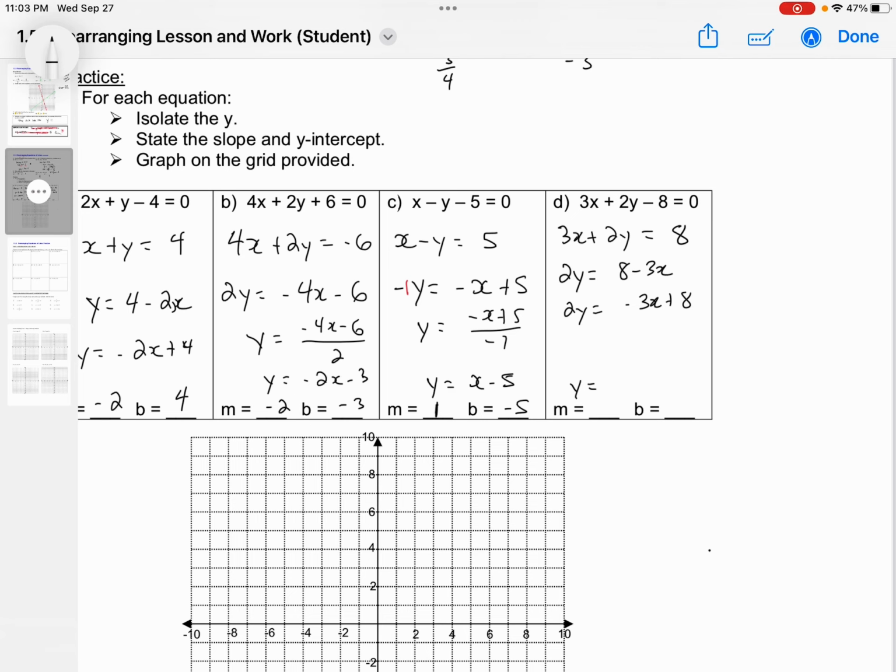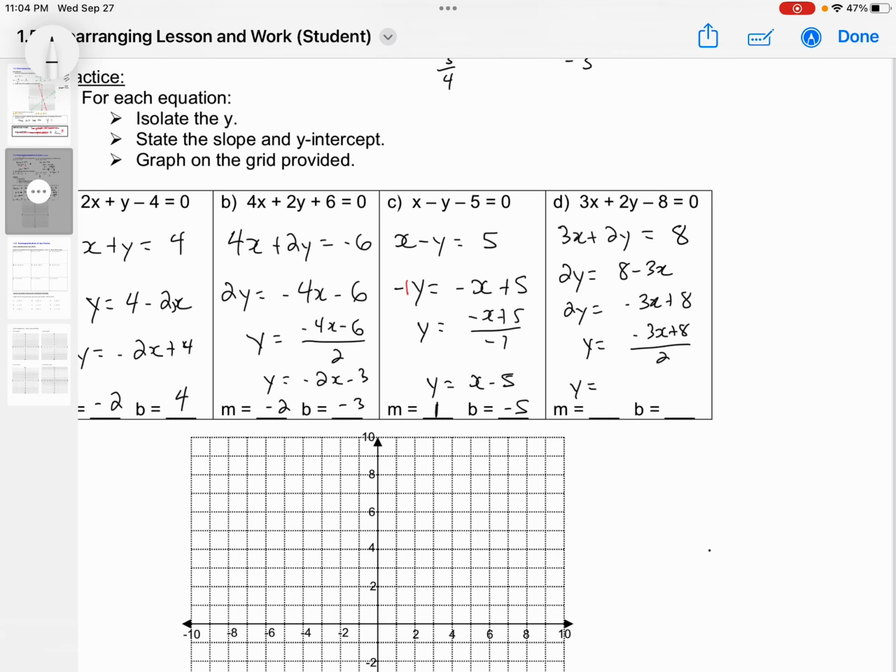Finally, the y is not by itself yet. It says 2y. So I want to get rid of that 2 there. Right now, y is being multiplied by 2. What's the opposite of multiplying by 2? And the answer is divide by 2. So I divide all those by 2. And when I say divide by 2, I mean divide each term by 2.